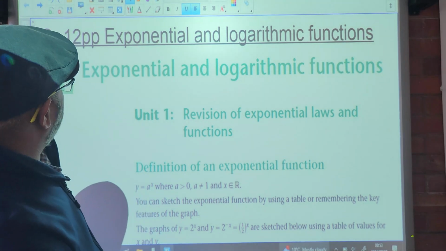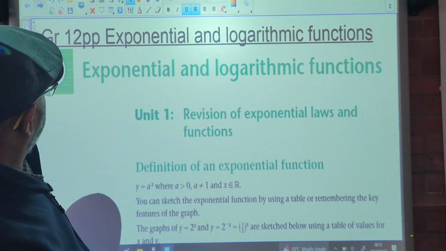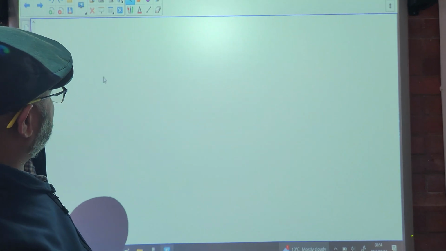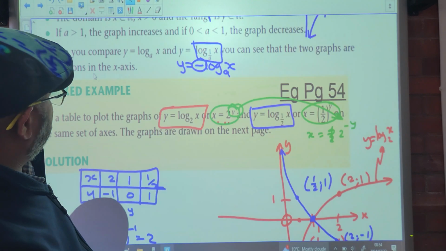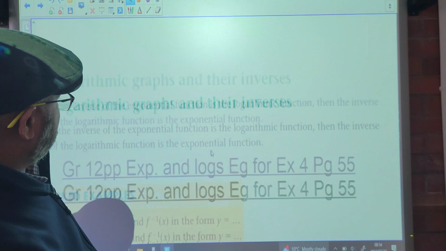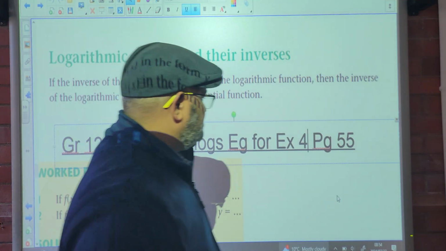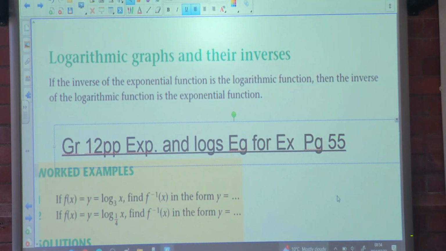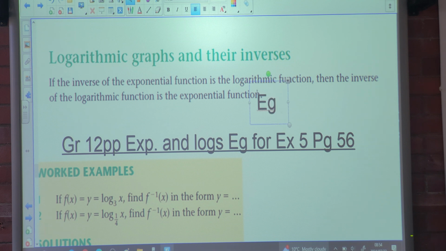We're just getting on with the explanation for exercise 5. The examples of exercise 5 are on page 55, but exercise 5 is on page 56. Okay, so this is the example on page 55.